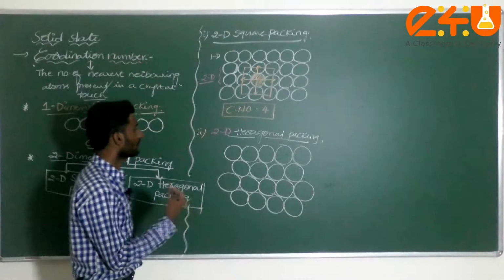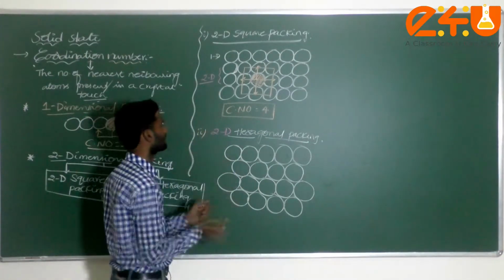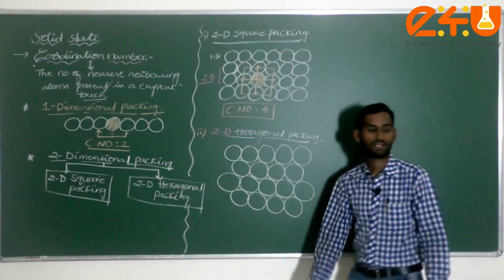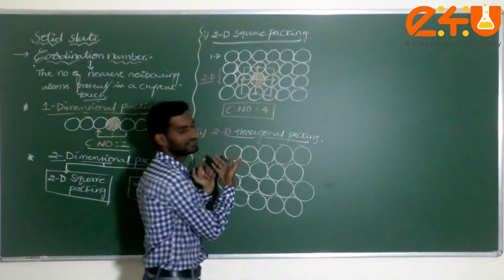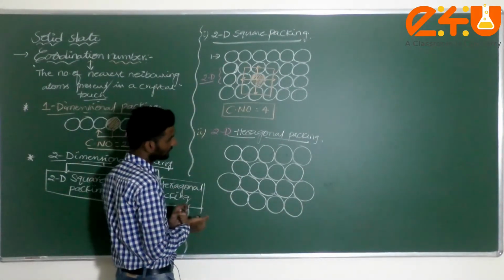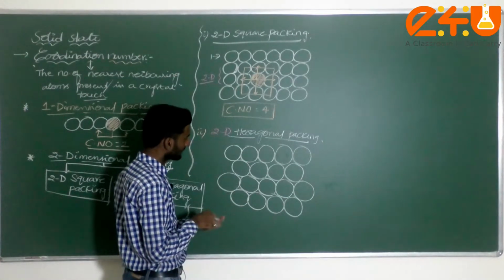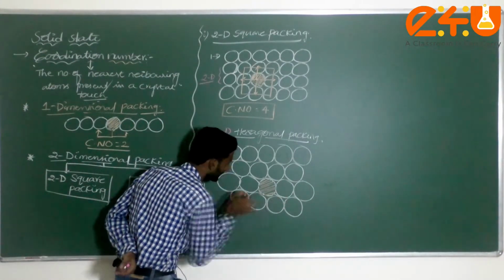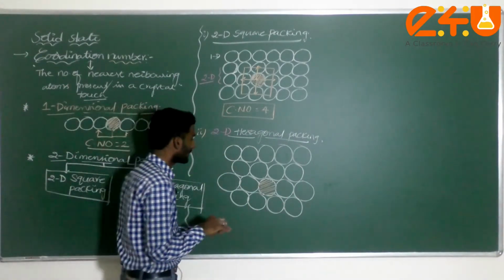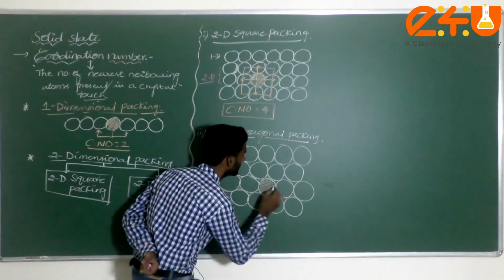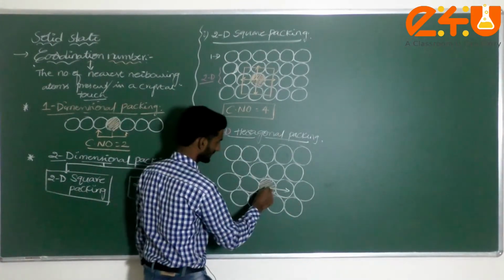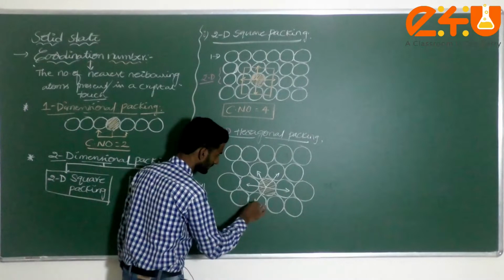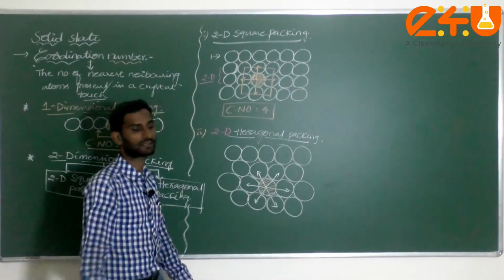Am I correct? Now if you consider any one of the atoms, that atom is touched with how many nearest neighboring atoms? That is called its coordination number. Now let me take one atom here. That atom is touched with how many atoms? Let me consider this atom, dear students. Now this atom is touched with how many neighboring atoms? Check it here. 1. Am I correct? Here 2. Here 3. Here 4. Here 5. Here 6. Am I correct or not, dear students?